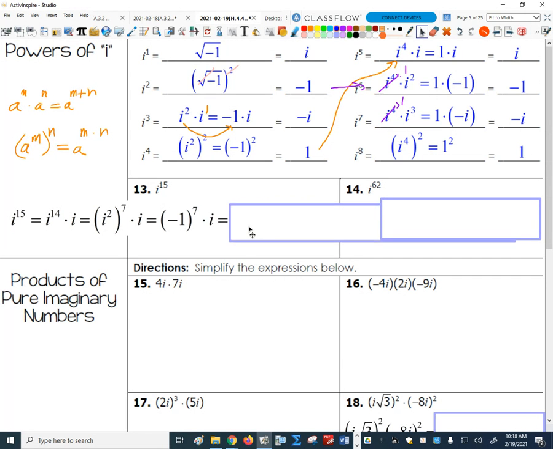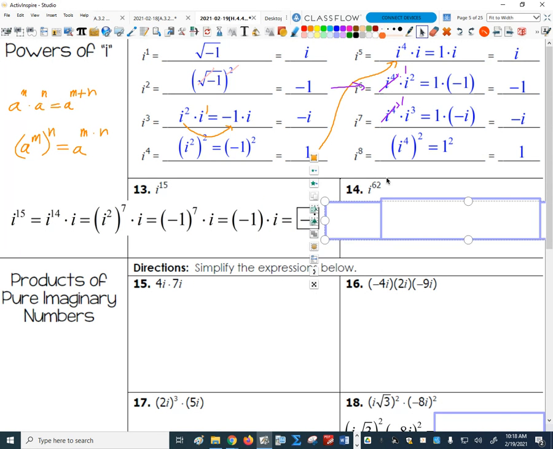-1 to an odd power is negative, right? That's -1 times i, which is -i. Everybody see that trick? We're always just going to rewrite these big powers of i in terms of small powers of i that I can deal with, that I know.